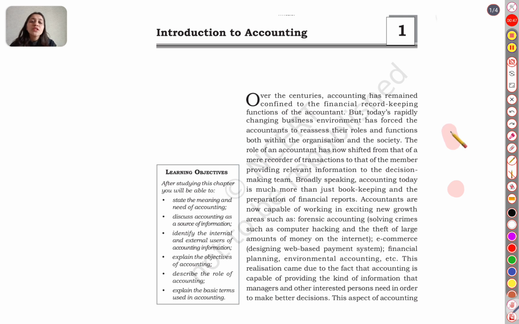Now, what is the role of an account assistant or an account executive? So they do the data entry, or we can say they do the billing and invoices. They also do the bank reconciliation.